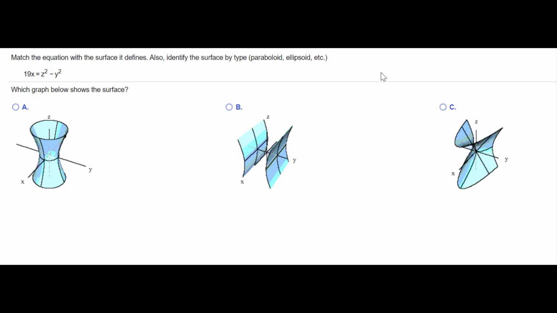So that is just some examples for how you can quickly identify which surface you're working with based on your equation.